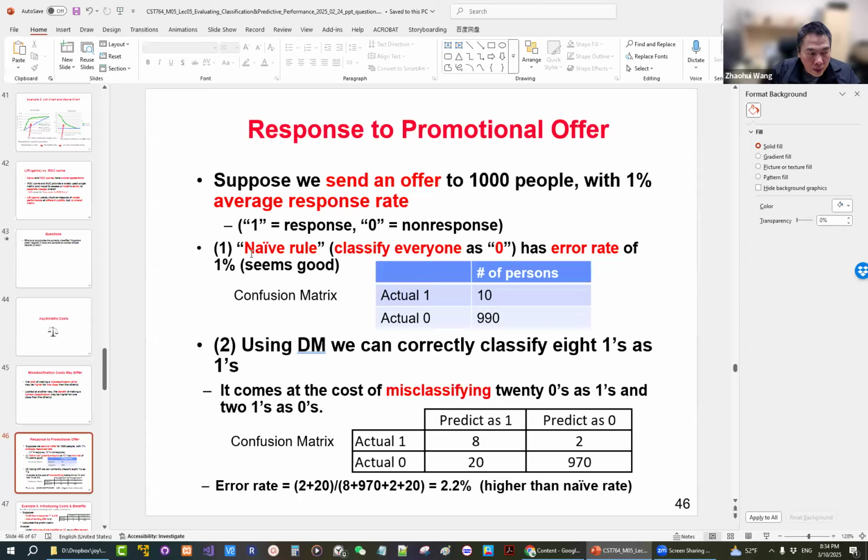The error here in the naive rule is 1%, but the CRED is 0. So this CRED classification has no contribution. Here we have 2.2% with the data mining. Very weak error rate, but a very high accuracy. This accuracy is very beneficial, but the naive benefit is very weak. Just lose money.